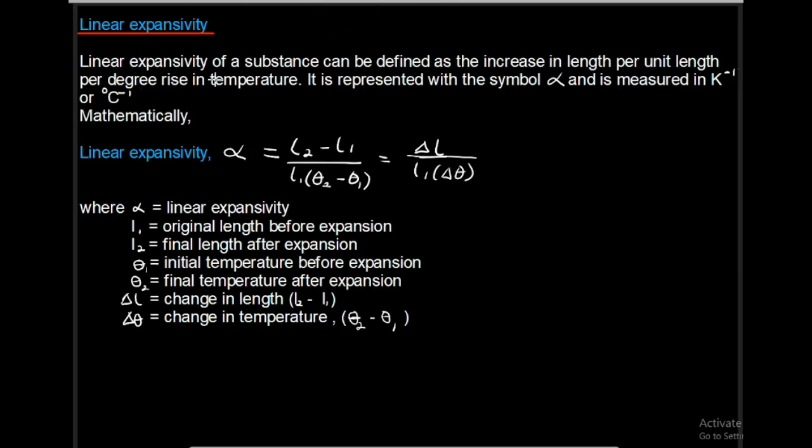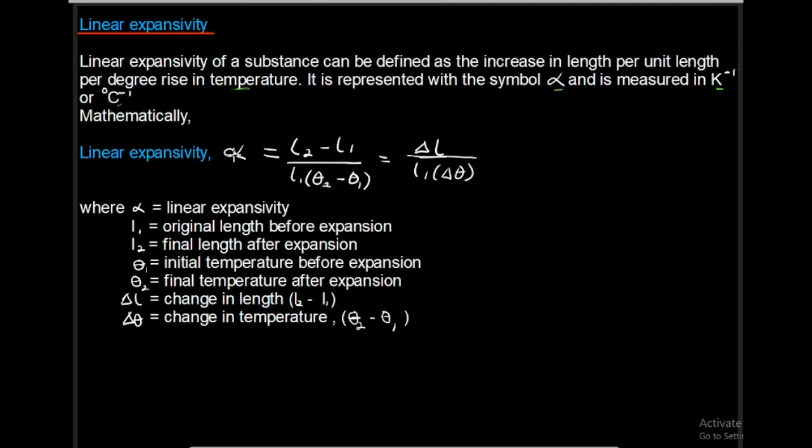Now the linear expansivity can be defined as the increase in length per unit length per degree rise in temperature. Linear expansivity of a substance is defined as the increase in length per unit length per degree rise in temperature, and it is represented with the symbol alpha and is measured in per Kelvin or per degree Celsius.